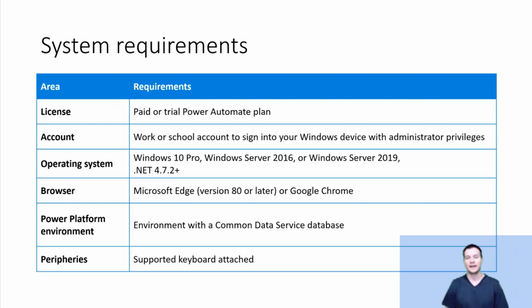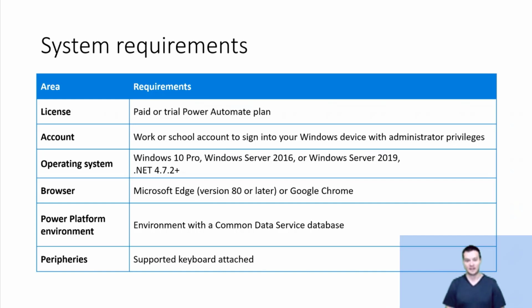You also need to have a Microsoft Edge browser or Google Chrome, or Firefox works fine with Power Automate Desktop. And then obviously the environment with Common Data Service, because everything from Power Automate Desktop is saved into CDS, where it is stored. And, as is also obvious, you need a keyboard and a mouse, so you are able to record all the activities you're doing, so the bot is able to follow them.